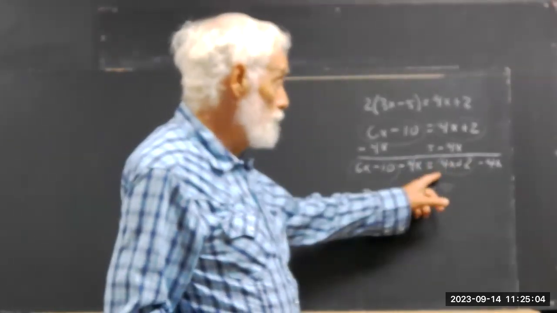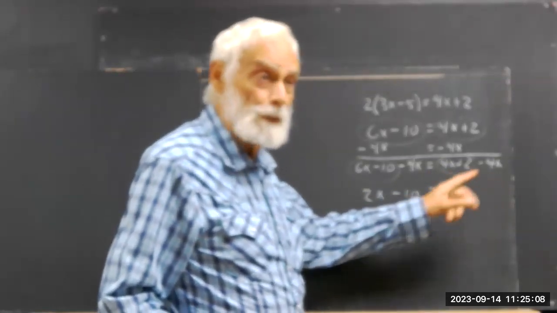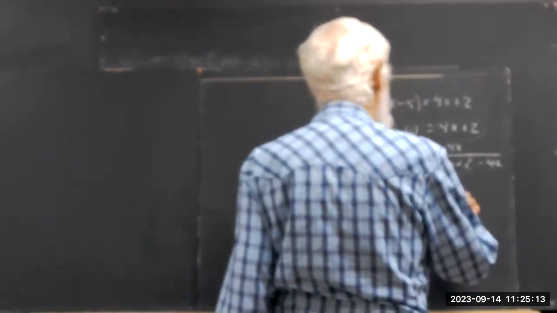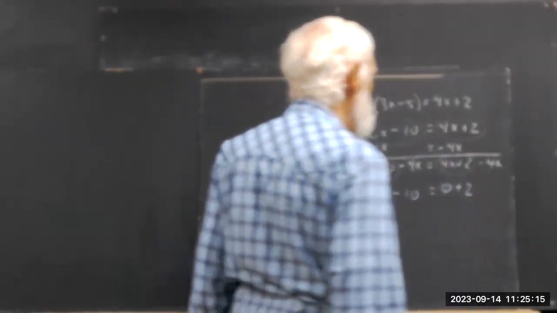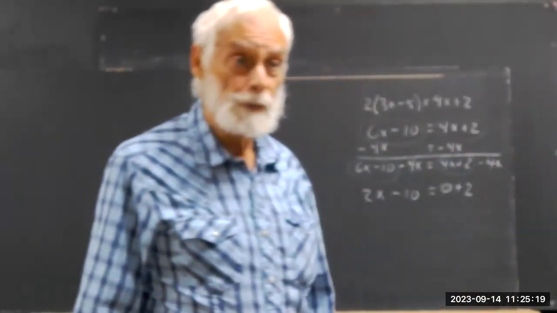You don't have any. You've got 4x minus 4x. You're subtracting a quantity from itself. You get 0. So it's 0 plus 2. I'll put the 0 there just to emphasize that 4x minus 4x is 0. You know that.